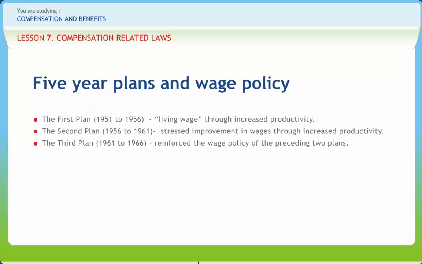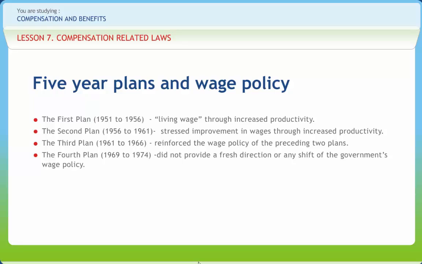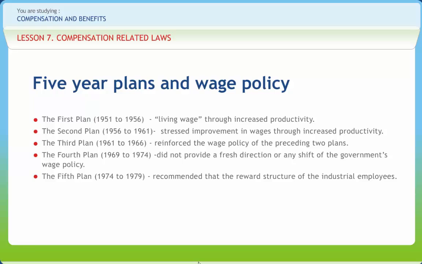The third plan, 1961 to 1966, reinforced the wage policy of the preceding two plans with respect to minimum wage fixation, reduction of disparities and wage differentials, and stressed the role of productivity in raising the living standard of the workers. The fourth plan, 1969 to 1974, did not provide a fresh direction or any shift of the government's wage policy. The fifth plan, 1974 to 1979, recommended that the reward structure of the industrial employees in terms of wage and non-wage benefits must be related to performance records in industrial enterprises.